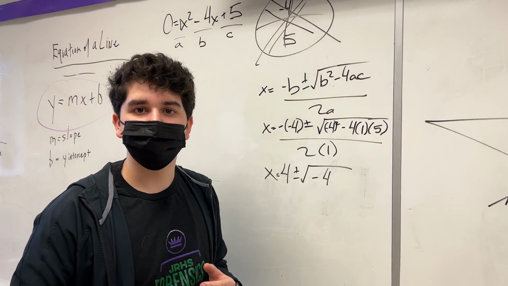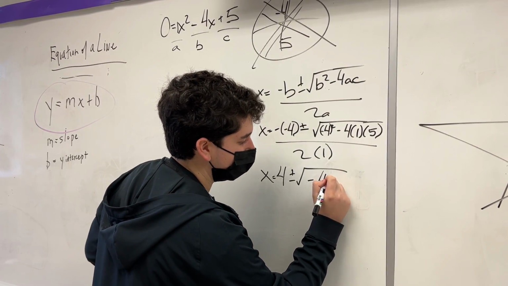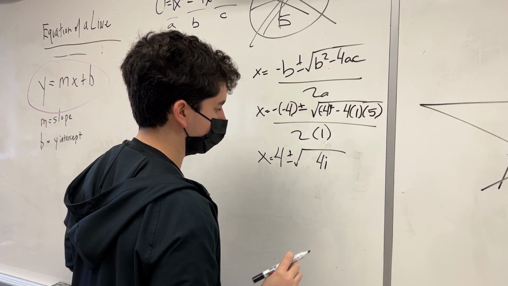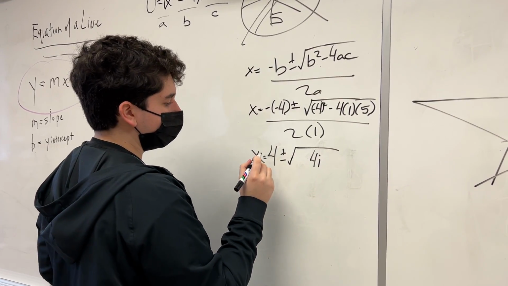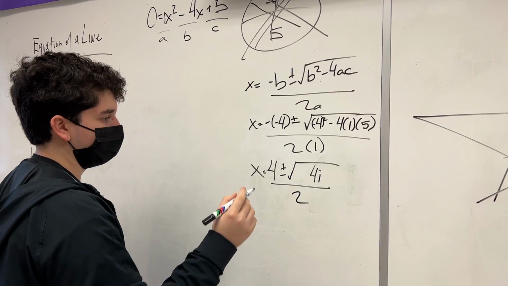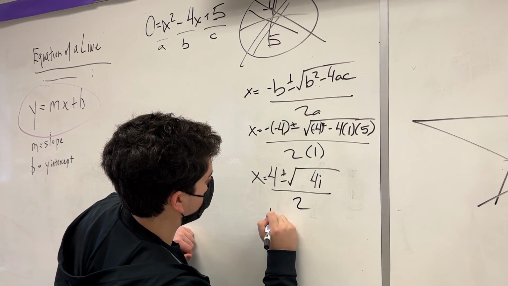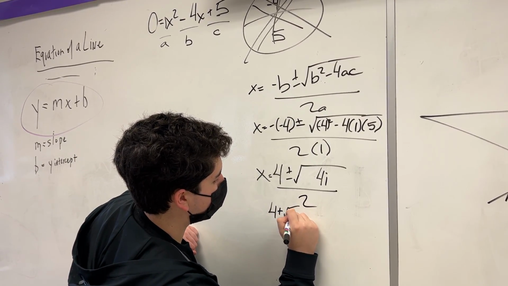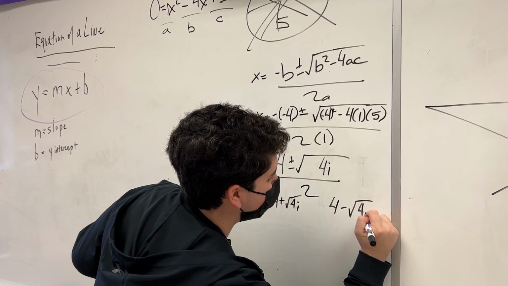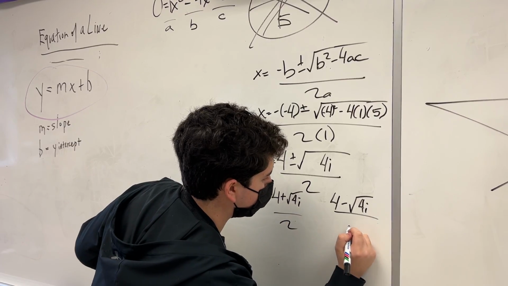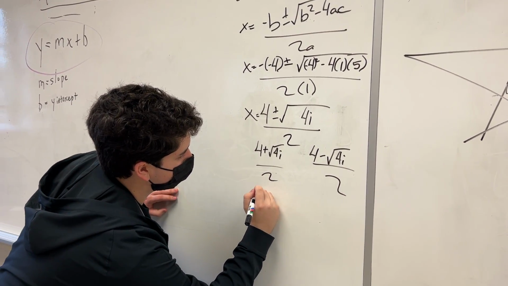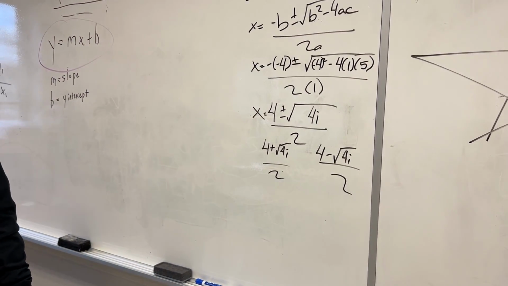But what do we do in that case? Well, we add an i at the end of it because it's going to be imaginary. We're taking the imaginary number, so we can get rid of the negative there. So now we have 4 plus or minus the square root of 4, times i, over 2. What we're going to have in the end is 4 plus the square root of 4 i, and then 4 minus the square root of 4 i. Both of these are going to be over 2. See, we separated the equation because there's a plus or minus there.